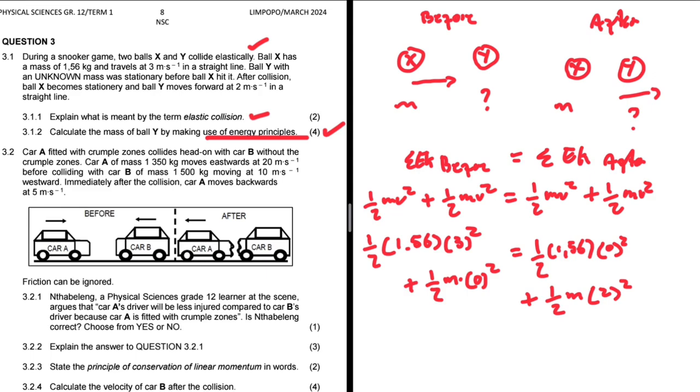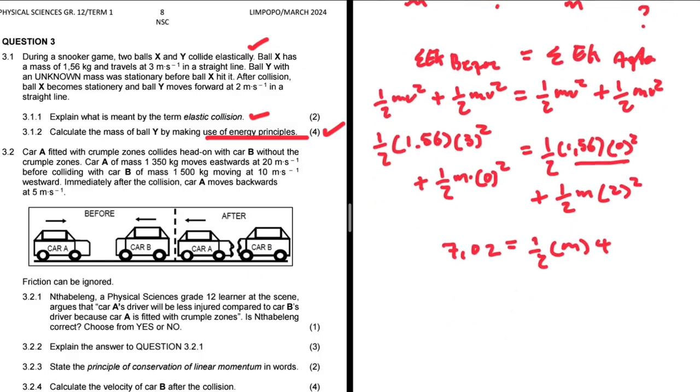This is giving me 7.02. So we have 7.02 being equal to, obviously here we're multiplying by 0, so that just falls away. And then we have a half multiplied by m multiplied by 4. So 7.02 is equal to 2m. We divide both sides by 2, and then we get m is equal to 3.51 kilograms. So that is 3.1.2.